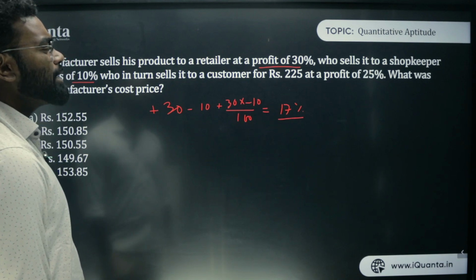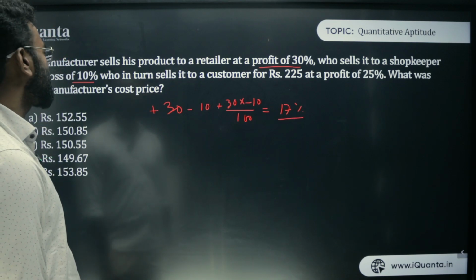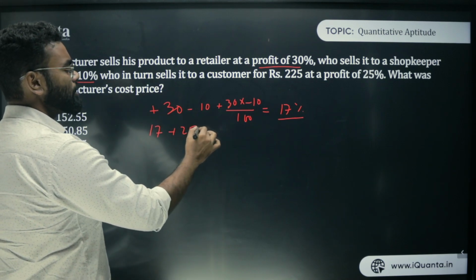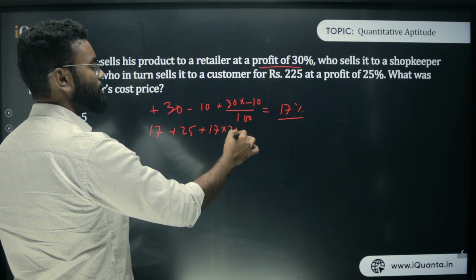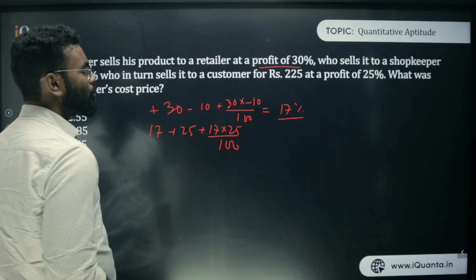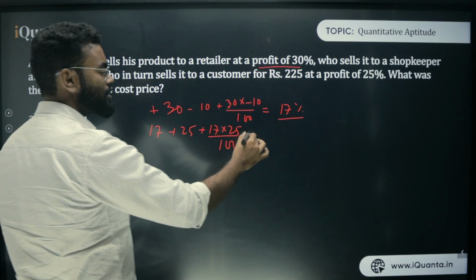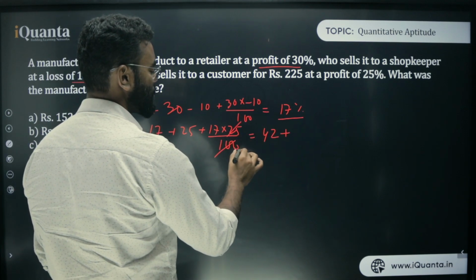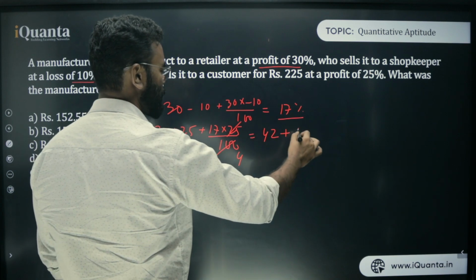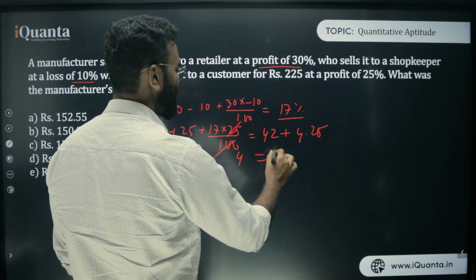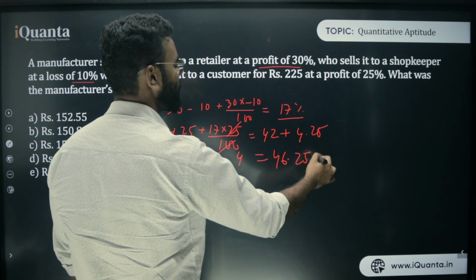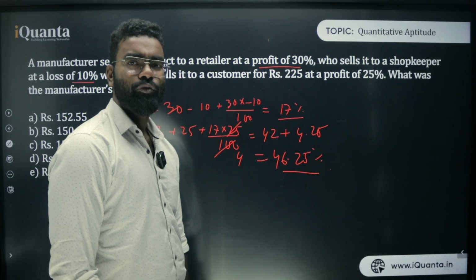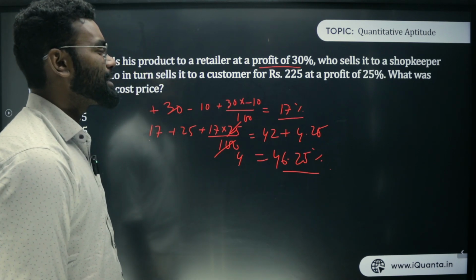And now it is again a profit of 25%, right? So now it's 17 plus 25 plus 17 into 25 upon 100. So the overall profit is basically 17 plus 25 is 42, plus 4.25. Assuming my calculations are correct, that is 46.25%. This is the profit. Clear? So 46.25% is the profit percentage.